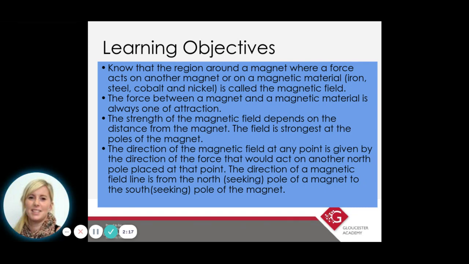The strength of the magnetic field depends on the distance from the magnet. The field is strongest at the poles of the magnet, and we'll look at how you can use the lines on the diagram to show this. The direction of the magnetic field at any point is given by the direction of the force that would act on another north pole placed at that point. Although this is quite a complicated objective, when you see it as a diagram, it is far easier to understand.